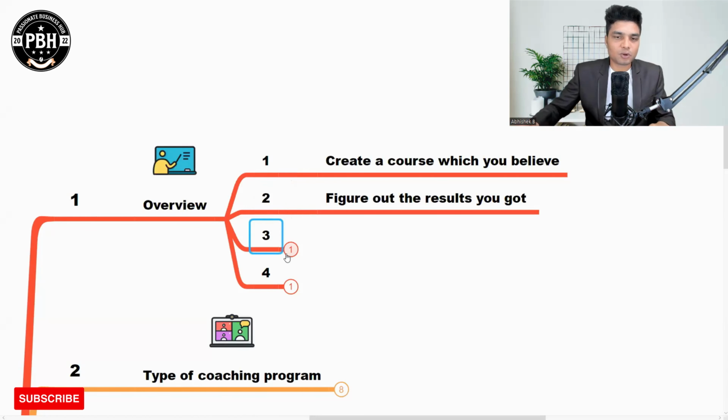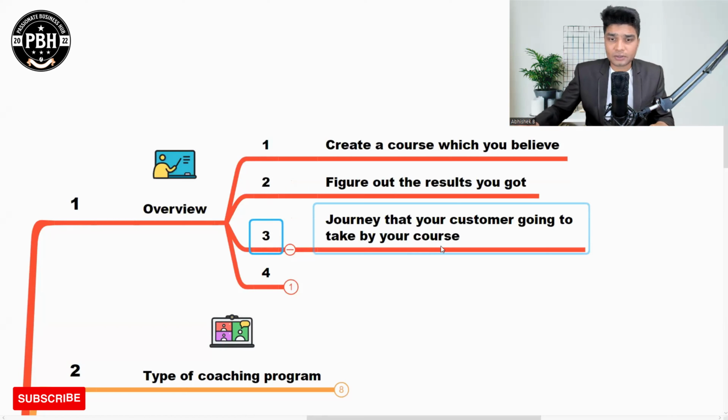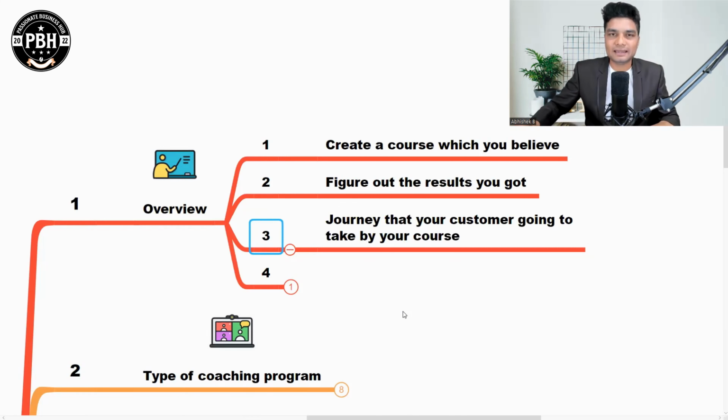And the third important overview point is the journey that your customers are going to take through your course. See guys, always try to build a course in such a way that if someone is accessing that course, they should get a result. If he is at point A and wants to reach point B, your course is the journey. He is accessing your course and should get the result. Always build a course keeping in mind the journey of the customer. Don't add content just for the sake of adding it. It is all about bringing the result, bringing the transformation in your customer's life. That is the main important overview point.